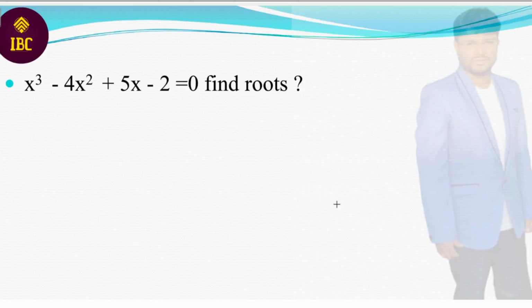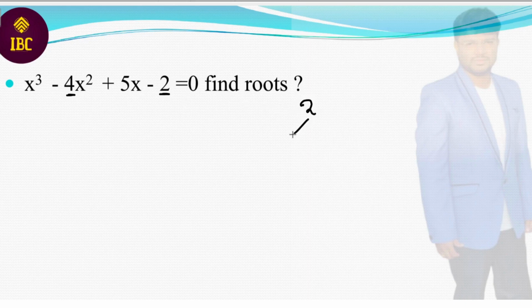Suppose the question is this. Suppose the question is x cube minus 4x square plus 5x minus 2 is equal to 0. I mean, find the roots. Here anyway I have minus, then no problem. Then I want, if I add the roots, it should be plus 4. If I multiply, I want 2. This question is very important because I will show you why.